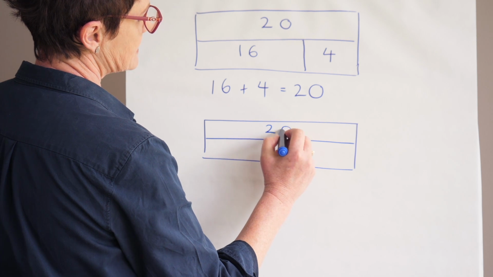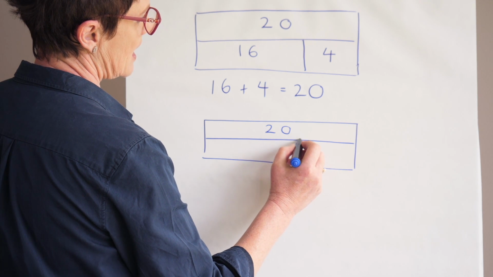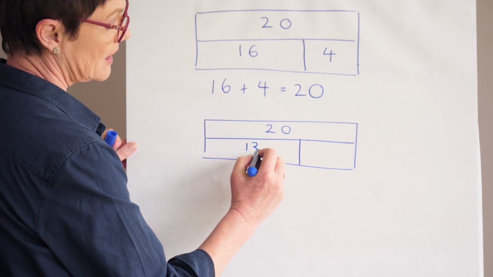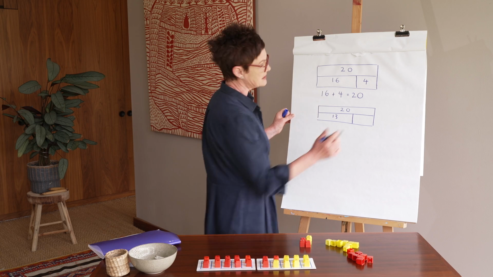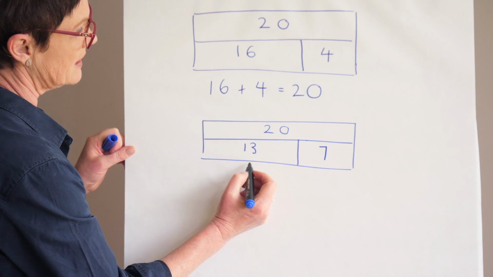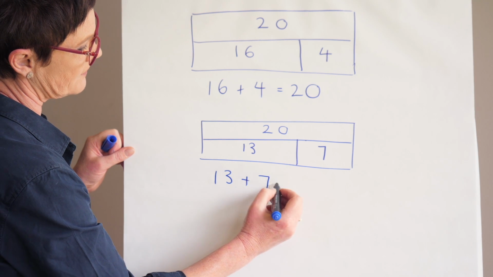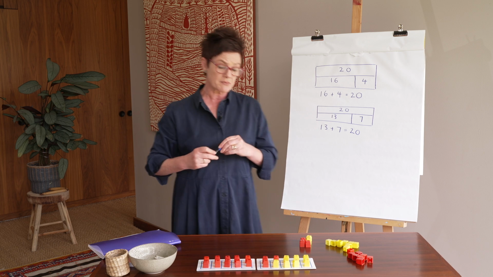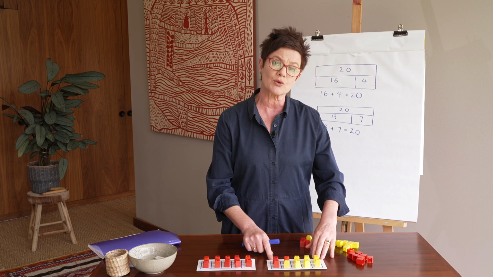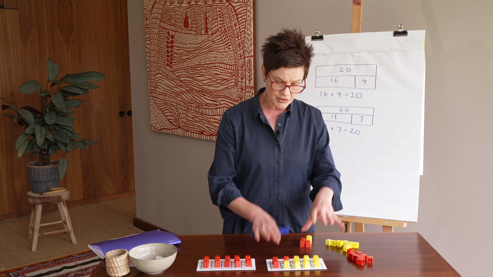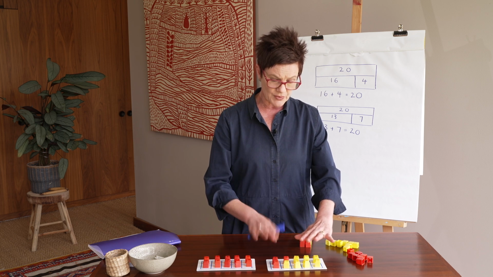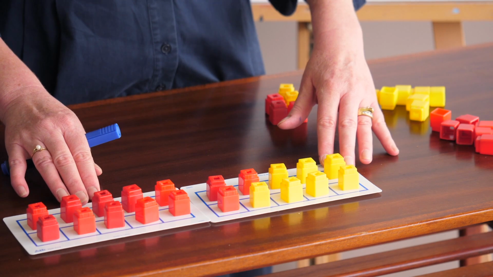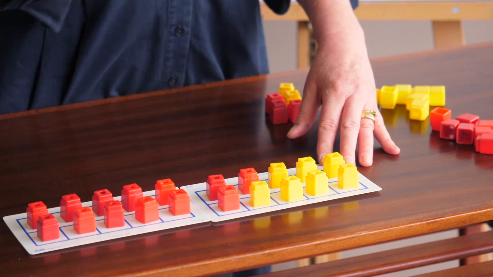Remember, I'm looking for 20 and I have 13 and the other part is 7. So I can see that 13 plus 7 equals 20. And it's really helped me to know that this group of 10 is a 3 and a 7. I know 3 plus 7 makes 10. I also now know that 13 plus 7 makes 20.